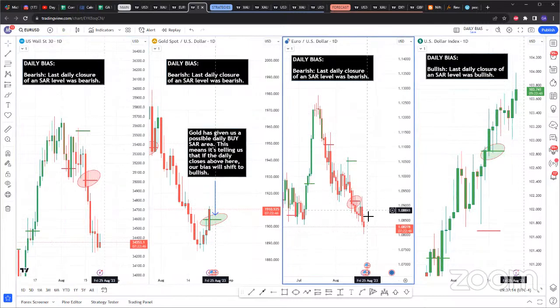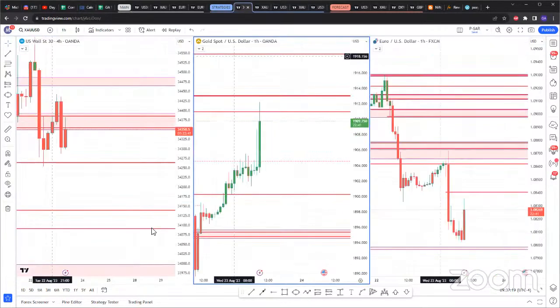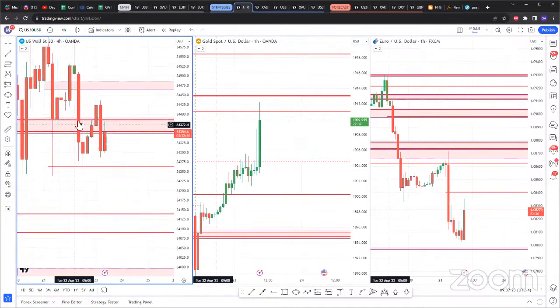EU daily still bearish. Now for US 30, we had this zone. So if I go back to the entry timeframes, we have this 4-hour zone. So this 4-hour zone was actually validated yesterday, right? Because this 4-hour double SAR came in yesterday. So this is the candle that broke below, and then this is the candle that continued.